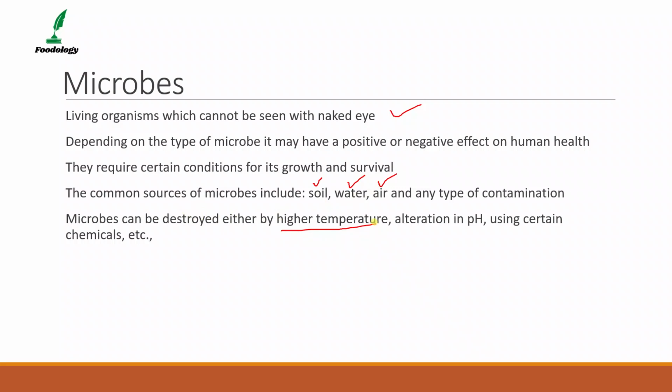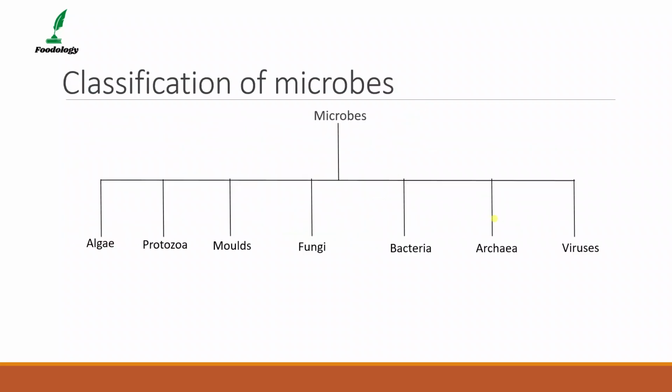You are boiling your milk. Boiling is a very layman term over here, I still use it. You are heating your milk to a certain time-temperature combination, which is killing your microorganisms. Then you have alteration in terms of pH, which again kills certain groups of microorganisms. Then you're using certain chemicals like preservatives in your food that are killing microorganisms, and at the same time they are retarding the growth of microorganisms.